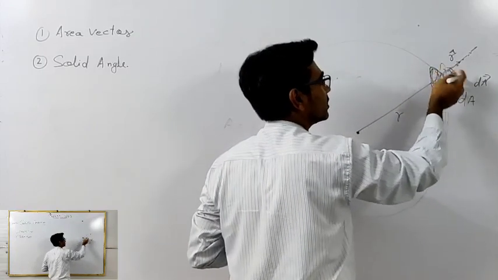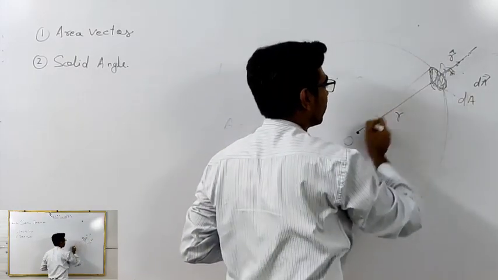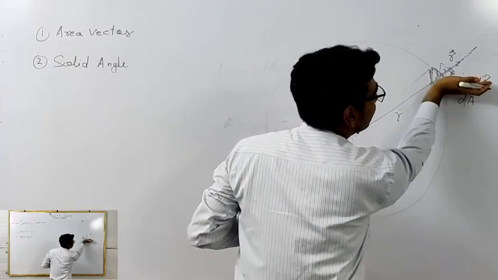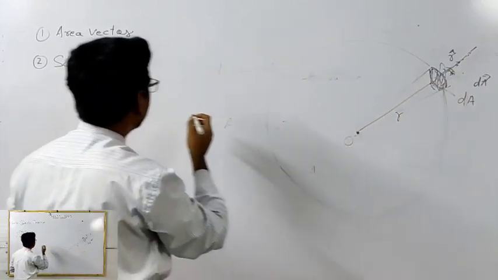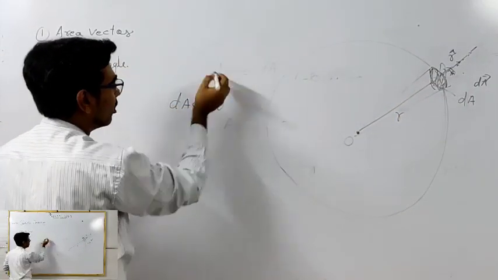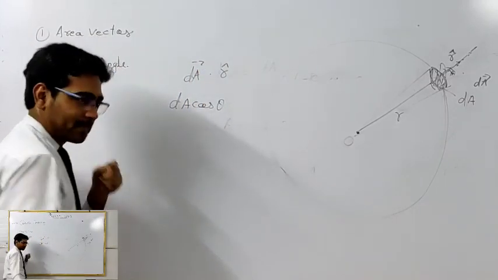Previously it was like this, now it is on the surface. So how much area is coming on the surface? Not dA. dA's component in r cap, and dA's component in r cap is how much? dA cos theta. How will you get it? dA vector dot r cap.